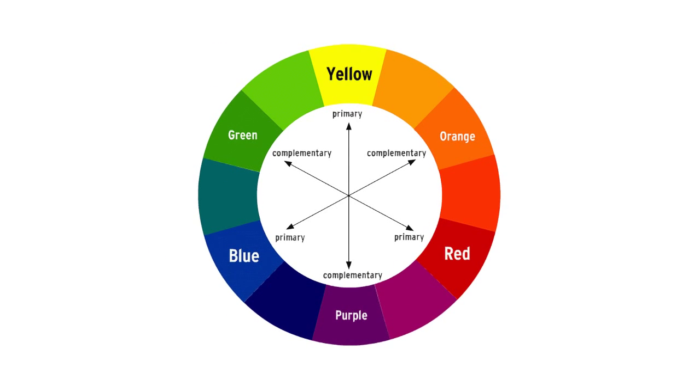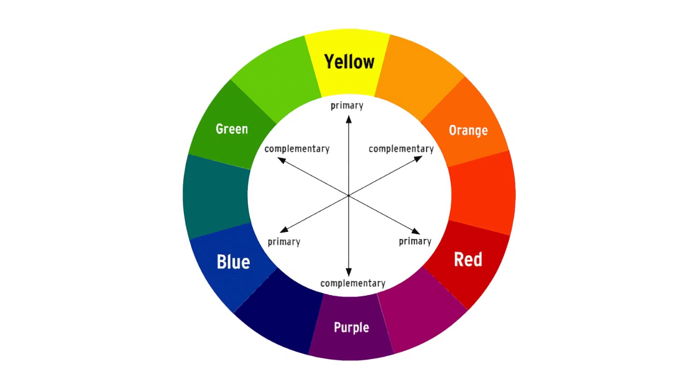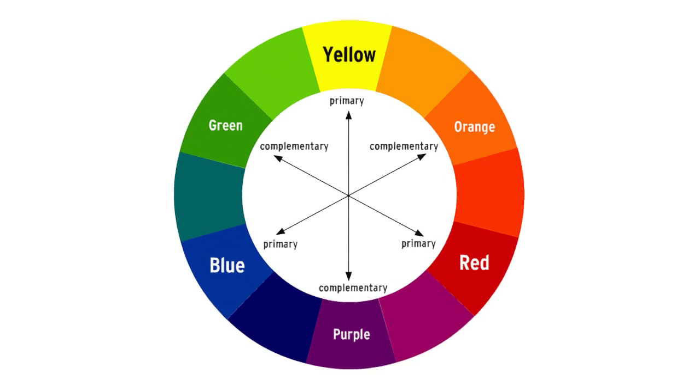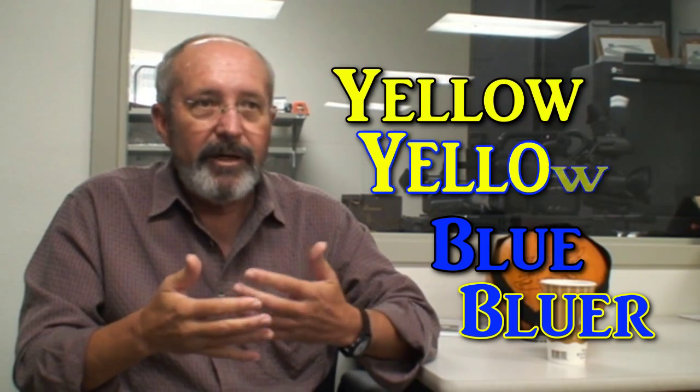Sometimes it's interesting if you use complementary colors, but don't overdo it, because they separate from each other very well. You put yellow and blue together, the yellow makes the blue bluer, and the blue makes the yellow yellower.